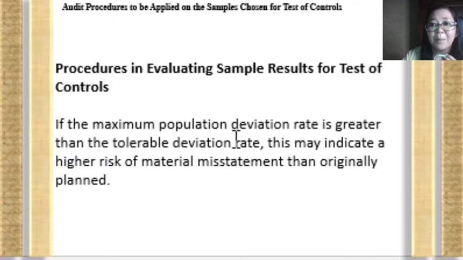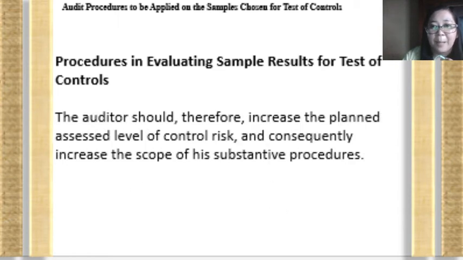So if the maximum population deviation rate is greater than the tolerable deviation rate, what does this mean? It indicates higher risk of material misstatement. Because in this case, for example, the tolerable deviation rate or acceptable deviation rate is only 20%, but upon determining, the auditor finds the population deviation rate is 30%. Meaning there is indeed high risk of material misstatement. So what will happen?